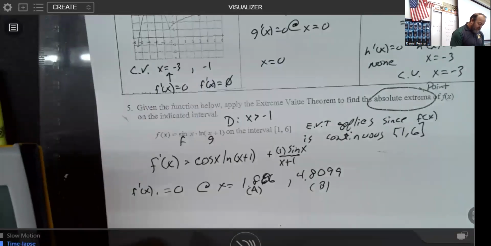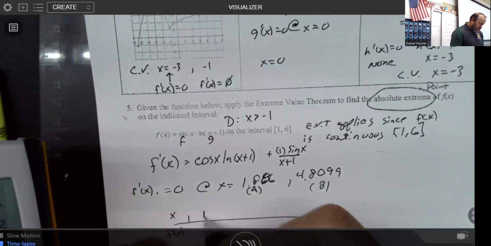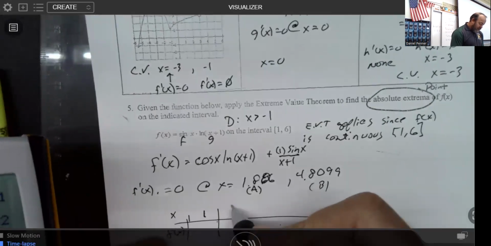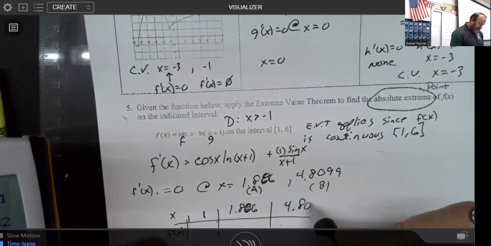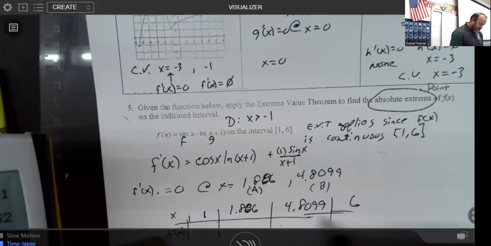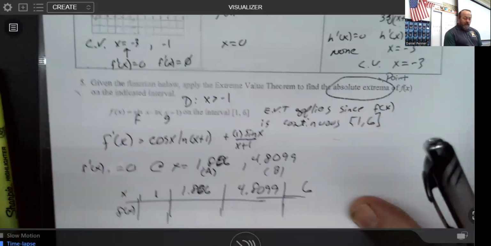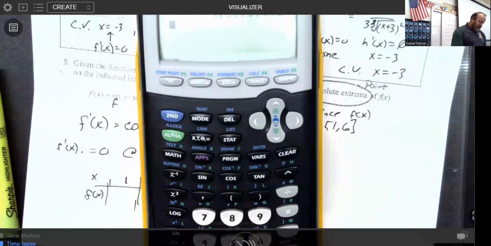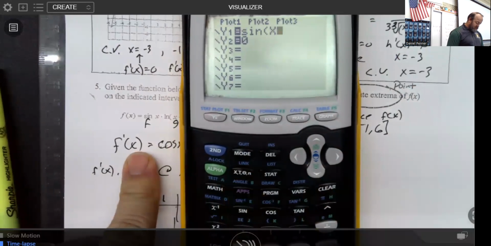Okay, so here's what we're going to do. We are going to look at our values on a number line, and we're going to decide what happened at the endpoints, which is what happened at 1, what happened at 1.886, excuse me, and what happened at 4.8099, and last but not least, what happens at the number 6. So this is how I think I'm going to do that. So again, I stored that information in. I'm going to go back to this original problem, and I'm going to tell my calculator to do the sine of x times the natural log of x plus 1.